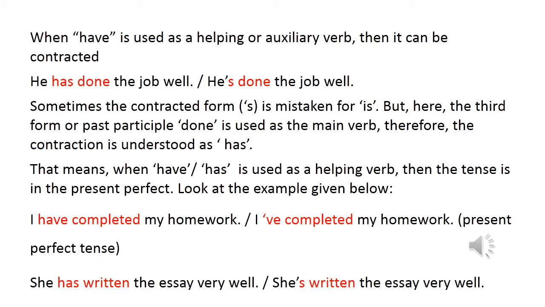That means when have or has is used as a helping verb, then the tense is in the present perfect. So look at the example given below. I have completed my work, or I've completed my homework. So the moment you have the word have there, along with the past participle, that is the third form of the verb, then the tense is present perfect.